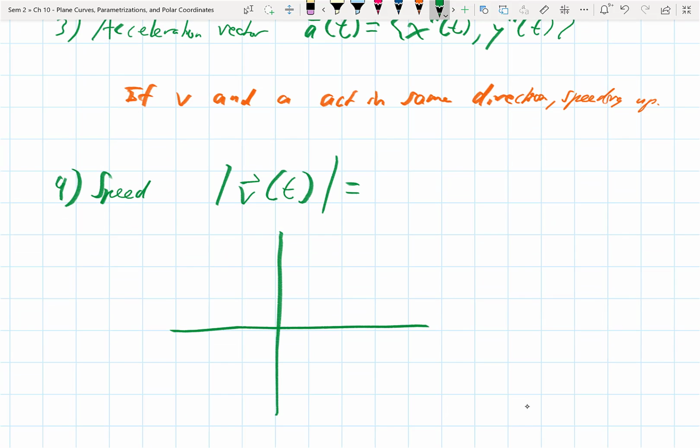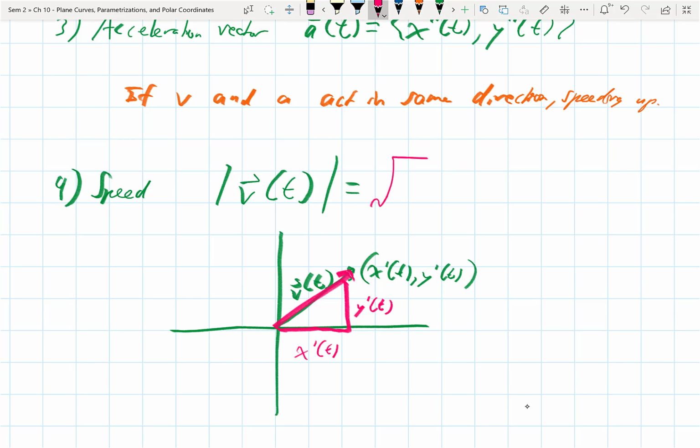So let's say that I have a point here that I'm calling x prime of t, y prime of t. This isn't actually a point, this is just a representation of this velocity vector. This is v of t separated into a rectangular coordinate. Well, absolute value is distance from 0. So if I want to figure out what that distance is, I just make a triangle where I have x prime of t, y prime of t, and that distance is the square root of x prime of t squared plus y prime of t squared, and that gives me speed.